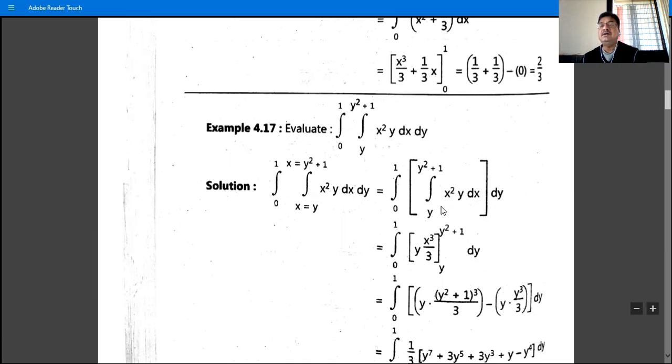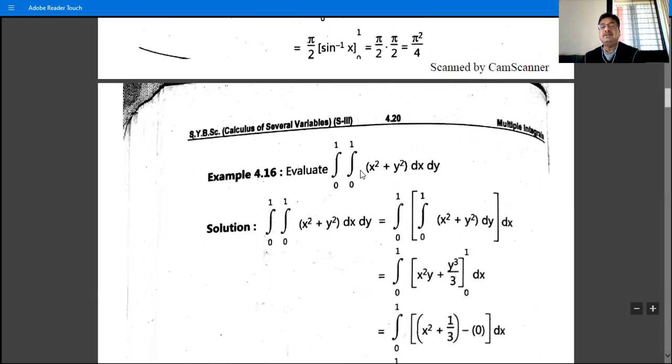We change the order if the instruction in the question is to change the order and then solve. Or in some examples, if the integration becomes complicated, then there is a need to change the order of integration. Otherwise, don't change the order of integration. But what is the sequence of order? Here the limit of x is in terms of a variable, so integration with respect to x first is a must in this example.